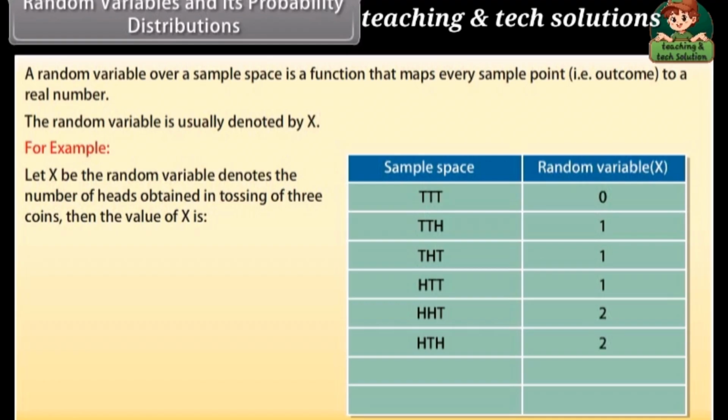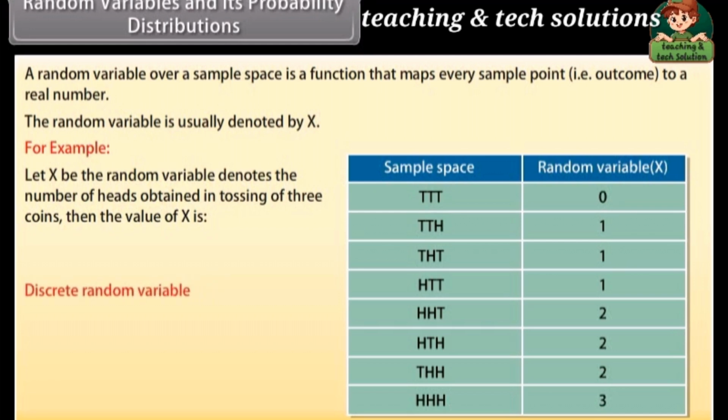For T, H, H, the value of the random variable is 2. For H, H, H, the value of the random variable is 3.